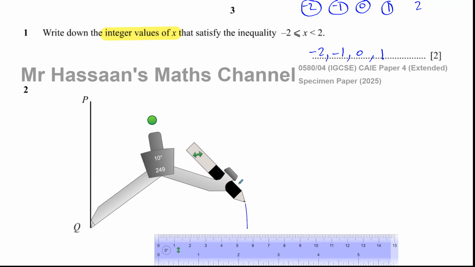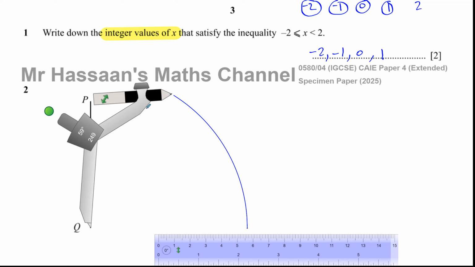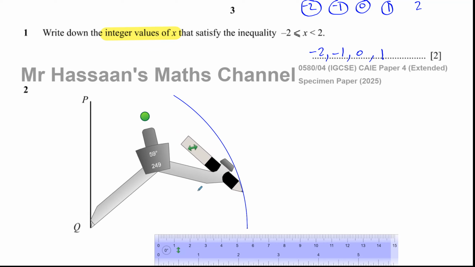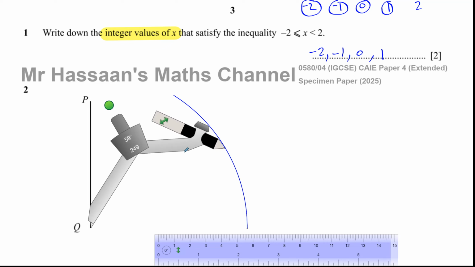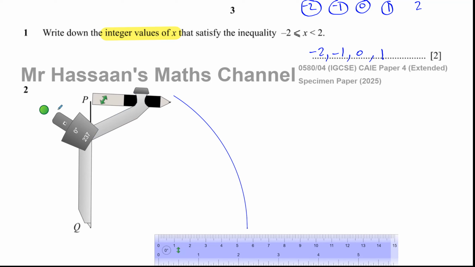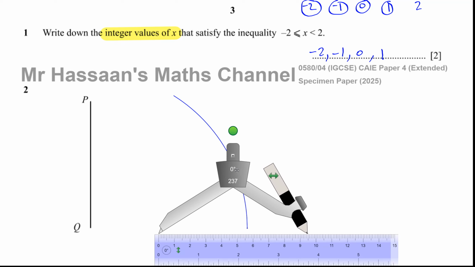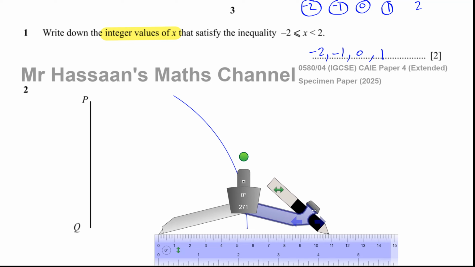Okay, so if I draw this arc, R is somewhere along this arc for sure, because the distance between Q and R is 10 centimeters. Everywhere along this arc is 10 centimeters. So R must lie somewhere along here. And we're also told that PR is 11 centimeters. So if I open up my compass to 11 centimeters, it just about reaches.